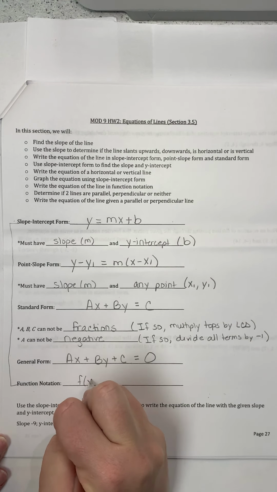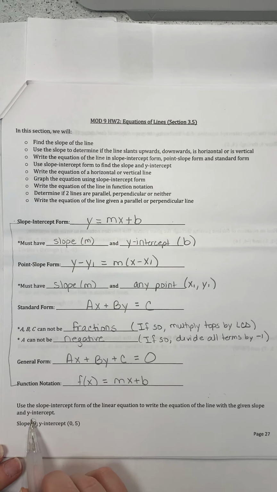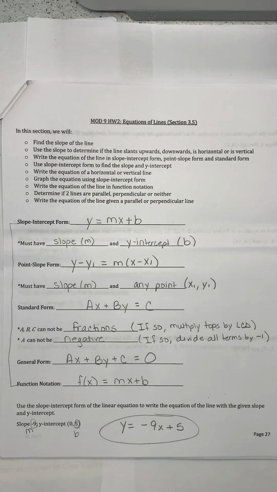Okay, so let's do one little example down here at the bottom. It says, use the slope-intercept form of the linear equation to write the equation of the line with the given slope and the y-intercept. So it wants this form. It gives us the slope, there's our m, and it gives us our b right there. So slope-intercept form would be negative 9x plus 5. And we just wrote it in slope-intercept form. Okay. All right, let's try another one.